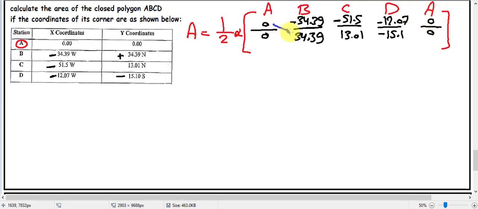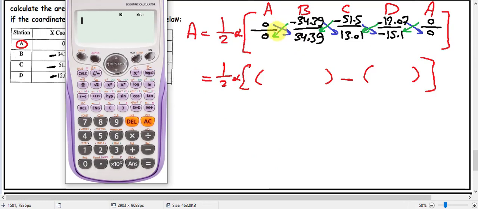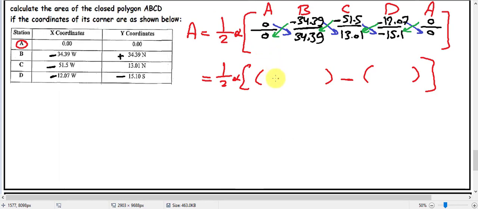We will multiply the first diagonal. And then we multiply the second diagonal like this. So it will equal half multiplied by the first diagonal minus the second diagonal. The first diagonal here will equal 330.24.